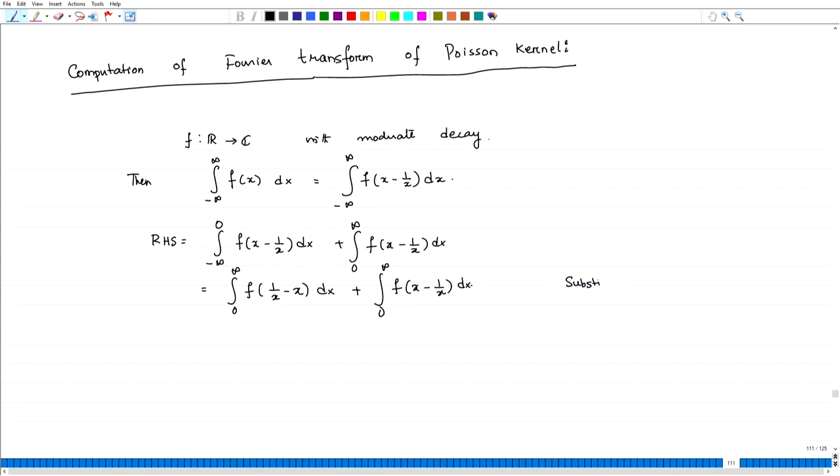substitution x is equal to e to the power t. Then what do we get here? Now, this becomes the integral from minus infinity to infinity of f(e^(−t) − e^t) times dx, which is e^t dt, plus here 0 can be attained, the integral from minus infinity to infinity of f(e^t − e^(−t)) e^t dt.